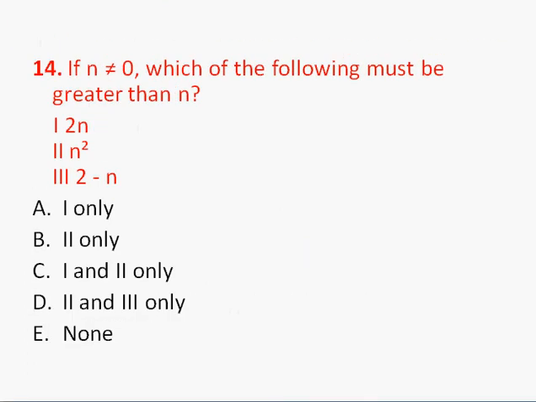Alright. Now we'll move to the next question, question number 14. Question number 14 says, if n is not equal to 0, which of the following must be greater than n? Condition 1 is 2n, condition 2 is n square, and condition 3 is 2 minus n. So we'll look at each and every condition step by step.